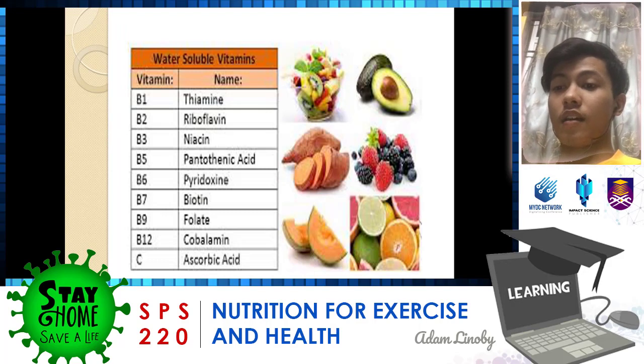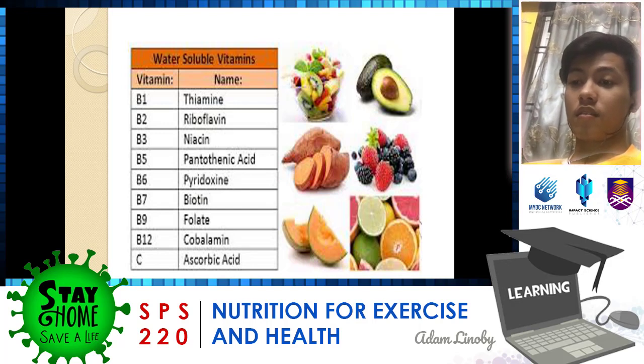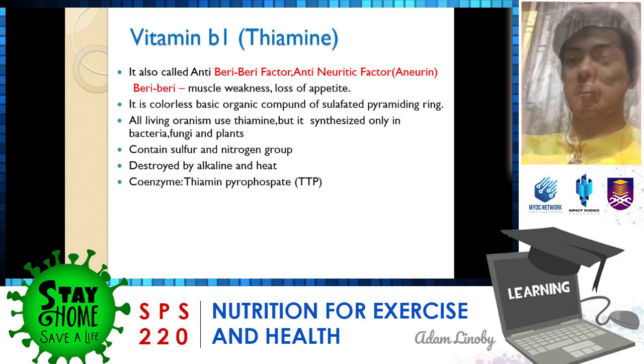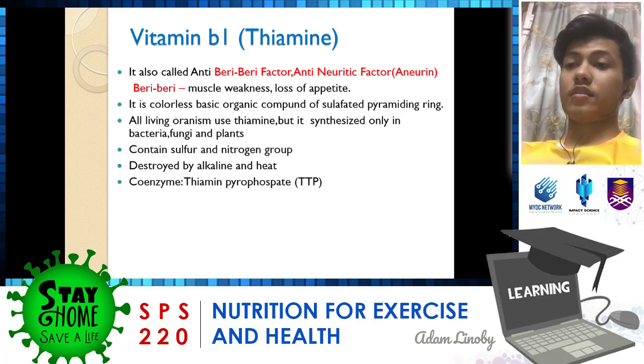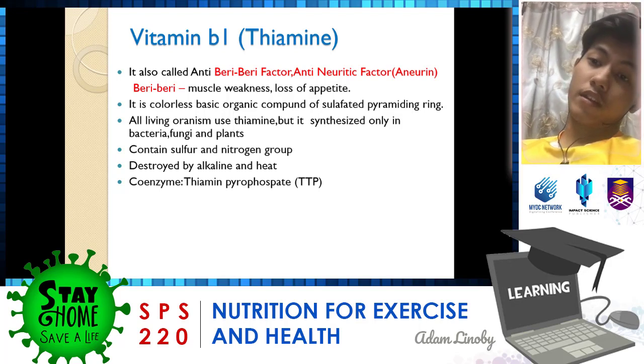Okay, next, there are 8 vitamins, including B1, B2, B3, B5, B6, B7, B9 and B12. That's all the vitamin B complex. There are many types of vitamin B, so we go through them one by one. Okay, first is vitamin B1. We call it thiamine. It's also called the anti-beriberi factor, anti-neuritic factor.